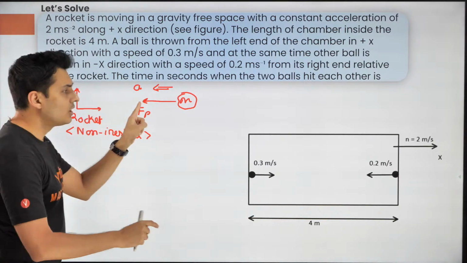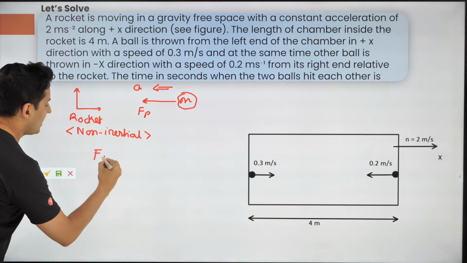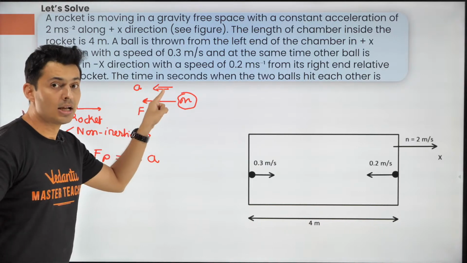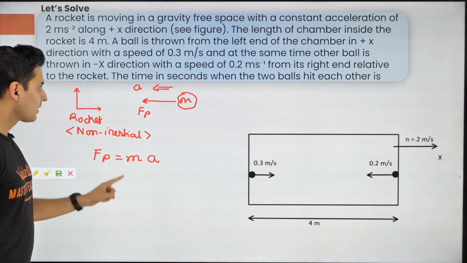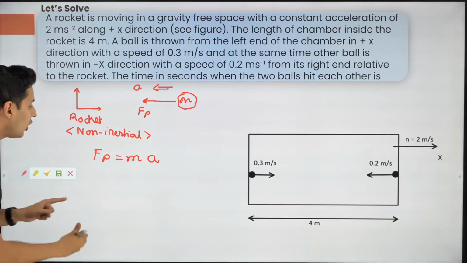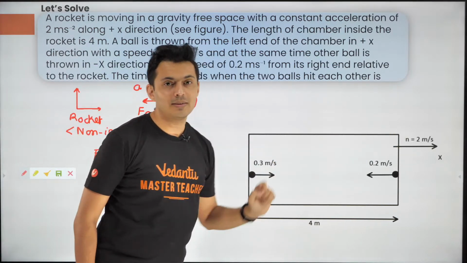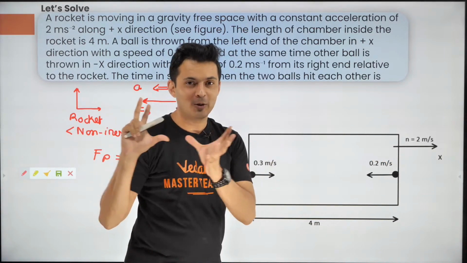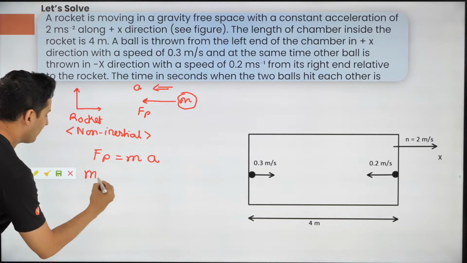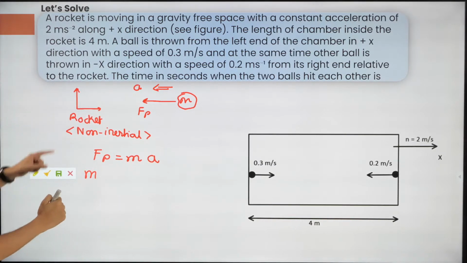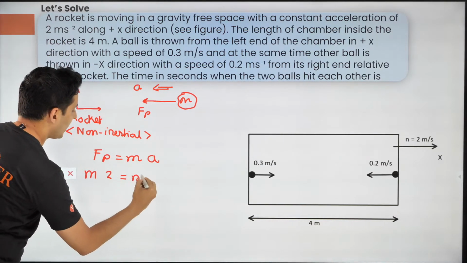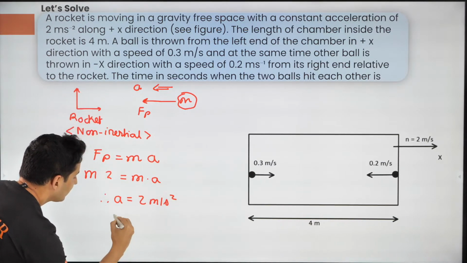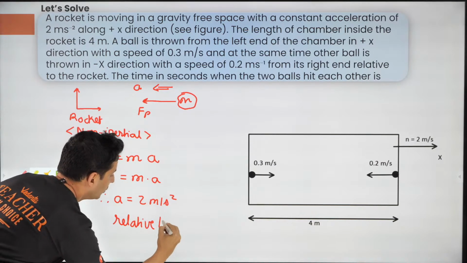Now there is going to be acceleration. According to Newton's law, can I say pseudo force is mass into acceleration? But the value of the pseudo force is also the mass of the body into the acceleration of the frame of reference. That means ma, where the acceleration of the frame is 2, is equal to m into a. Therefore, can I say the acceleration is 2 meters per second squared? This is relative to the rocket.